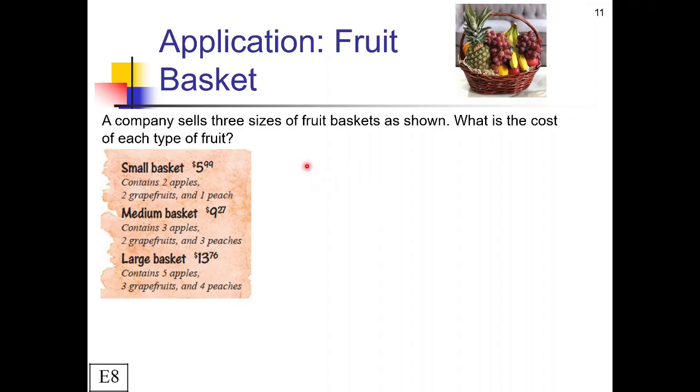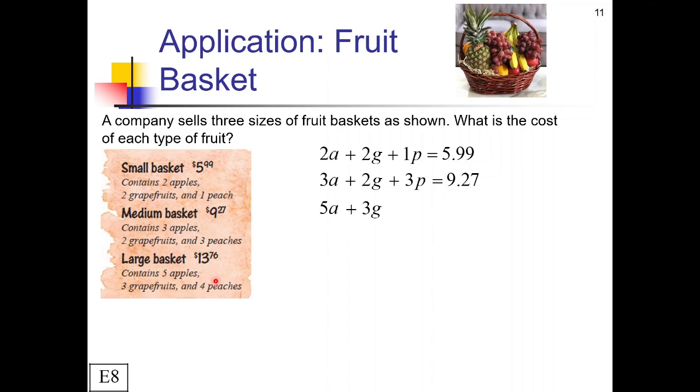All right, so for all these equations, I'm going to let A represent apples, G is grapefruits, and P is peaches, at least the prices of those things. So for our first equation, we can write 2A plus 2G plus 1P equals 5.99. For the next equation, we've got 3A plus 2G plus 3P equals 9.27. And then finally for our large basket, 5A plus 3G plus 4P equals 13.76.